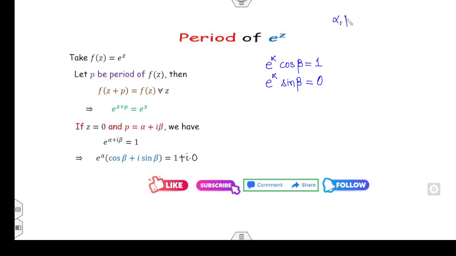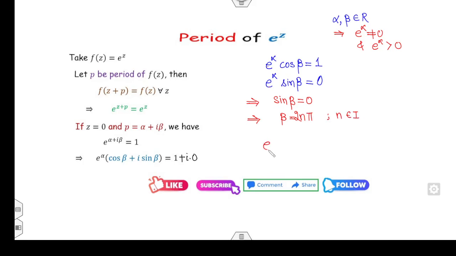Fine. Because alpha and beta are real numbers, e raised to power alpha can never be 0, and e raised to power alpha is always positive. Clear? So because e raised to power alpha can never be 0, sine of beta must be 0, which implies beta is n pi. Or instead of n pi, I can write it as 2n pi. Fine. Why can I write it as 2n pi? I will tell you, where n is any integer.